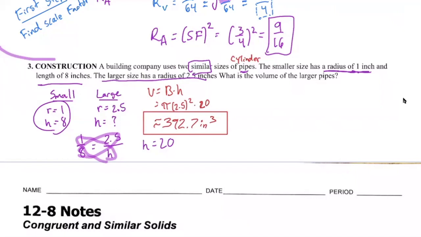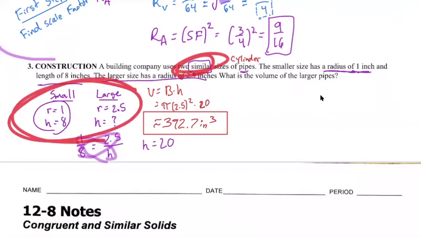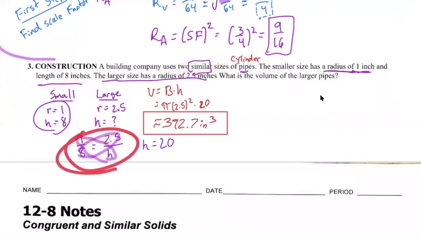We're cool with that? Yeah, that's the old school way. Because really all you did was, since you know they're similar, you can set up a proportion, set up that proportion, and find that height. Once you find that height, a pipe is just a cylinder, and you just plug it back in, okay?